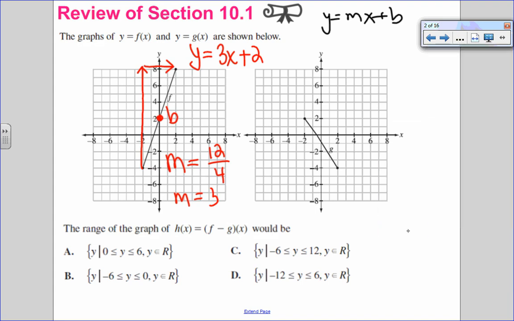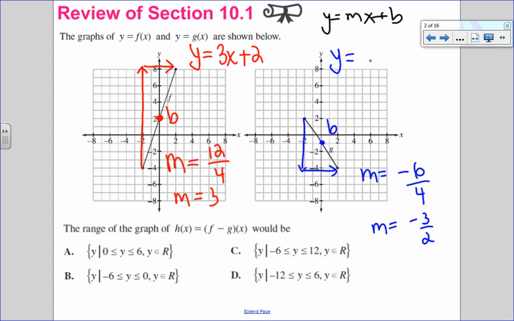I'll do the same thing over here. For g of x, I can see that my slope is negative because it's sloping down and to the right. I can see from 2 down to -4, it goes down 6 units. And from -2 to +2, it goes over 4 units. So in lowest terms, that's -3/2. Again, there's my y-intercept, and that's at -1. So this equation would be y equals -3/2 x minus 1.